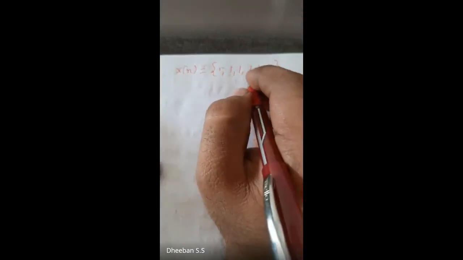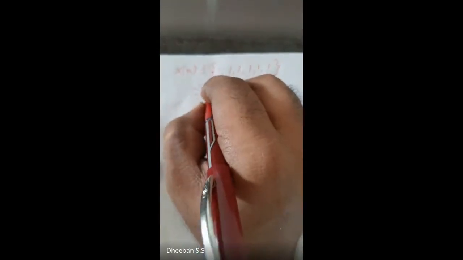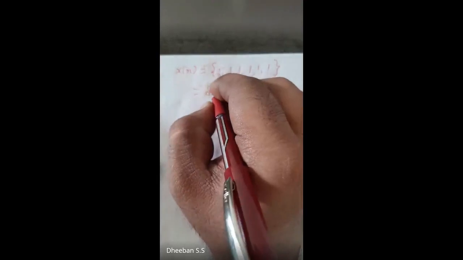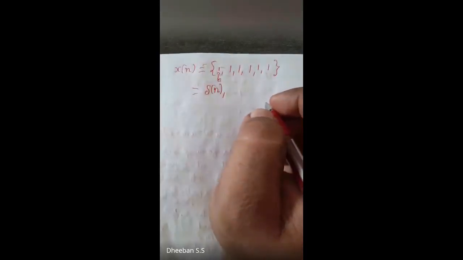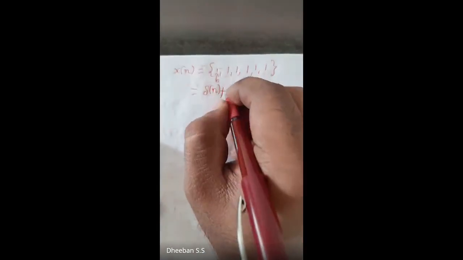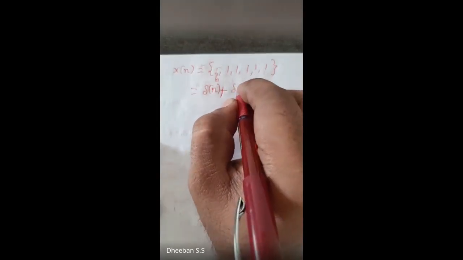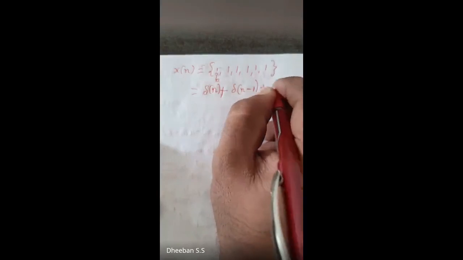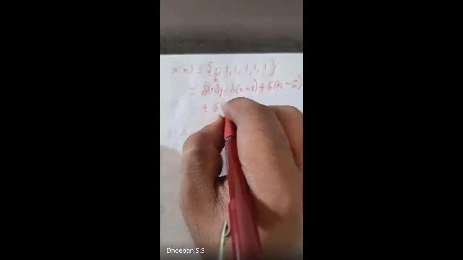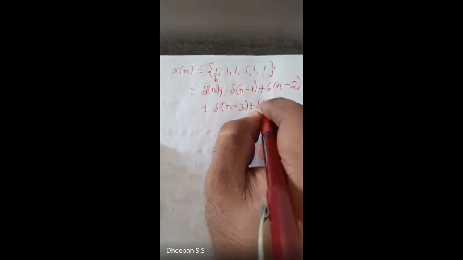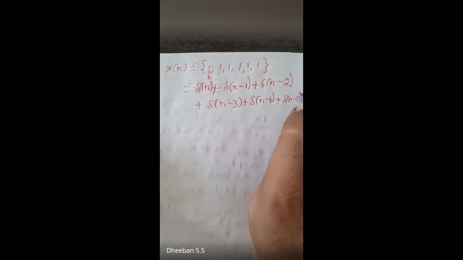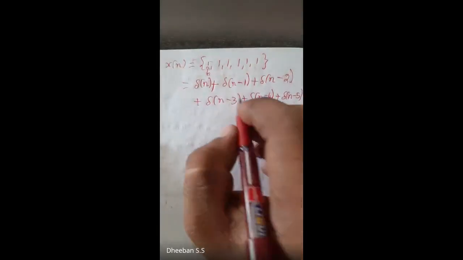This one you can write in this manner. At the 0th time it is 1, so it is delta of n, plus delta of n minus 1, plus delta of n minus 2, plus delta of n minus 3, plus delta of n minus 4, plus delta of n minus 5. Okay, so you have got the signal.